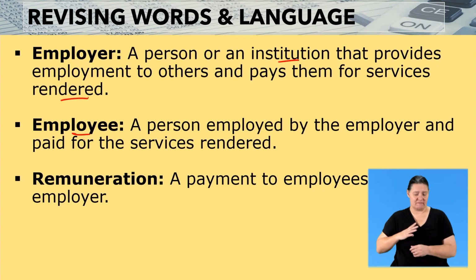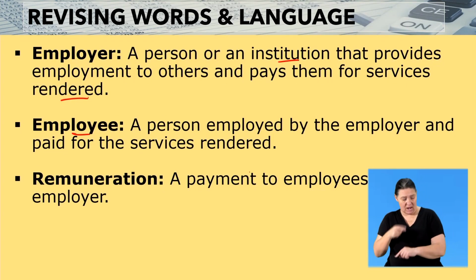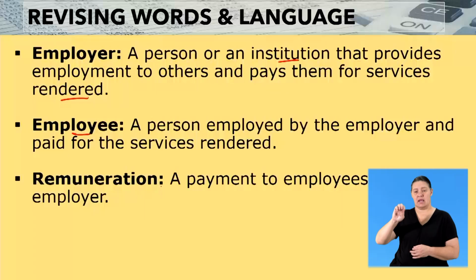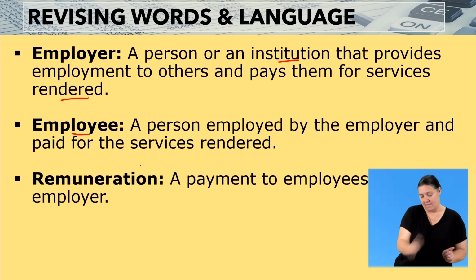Then the second word that you have to remember is employees. What are employees? It is a person employed by the employer and is paid for the services that they would have rendered. Thirdly, remuneration. Remuneration is payment to employees by the employer.